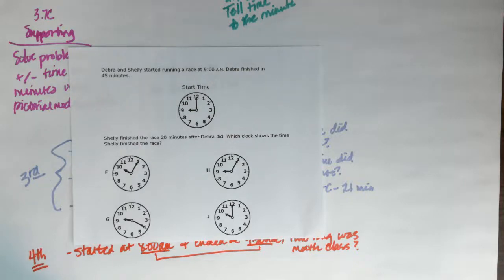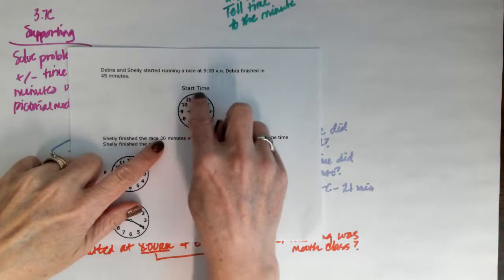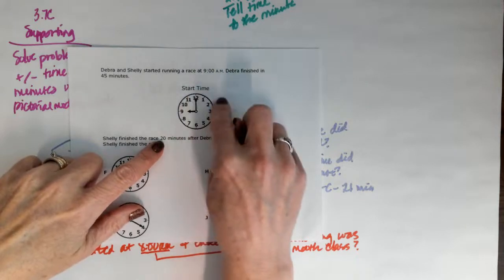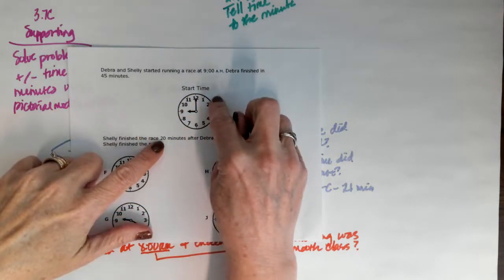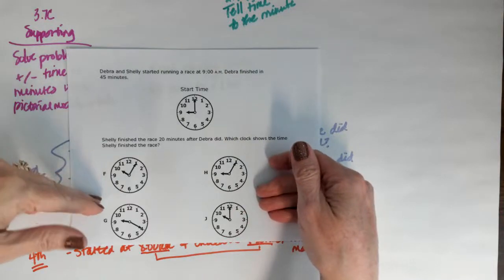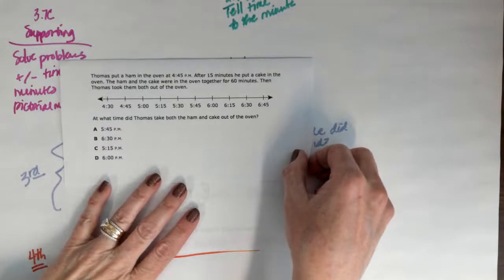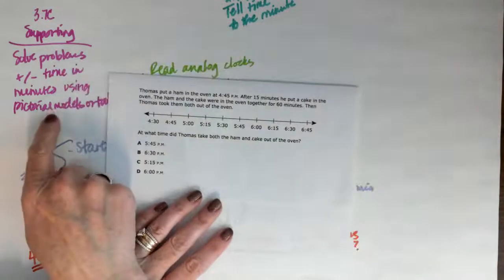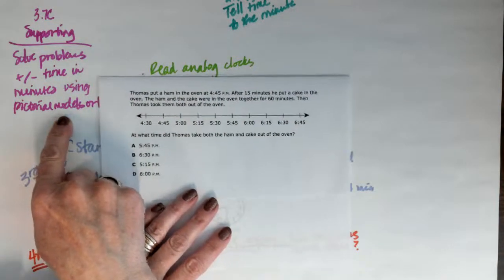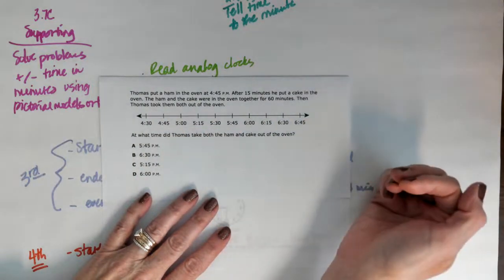So not only do I have to know how to go 45 minutes and then 20 more minutes, so I'm going past an hour, I'm going a total of 65 minutes, but I also have to read the clock to be able to find the answer to that. Now, we could also see, as I mentioned earlier, a number line. We're always given some sort of a model or tool. So here we were given a number line instead of an actual clock.